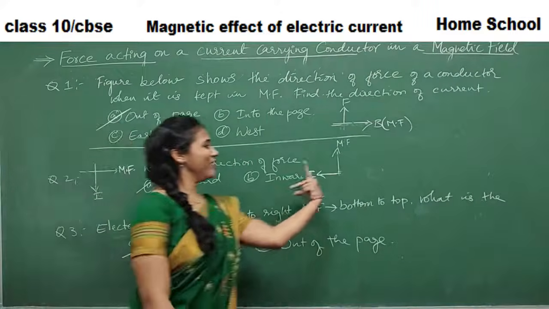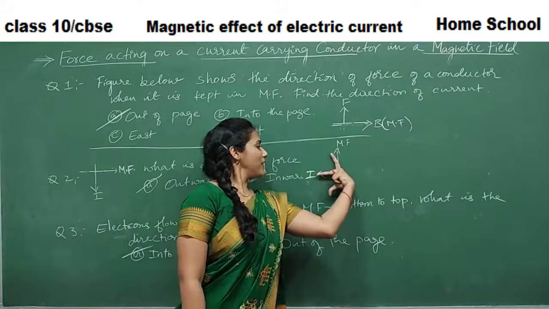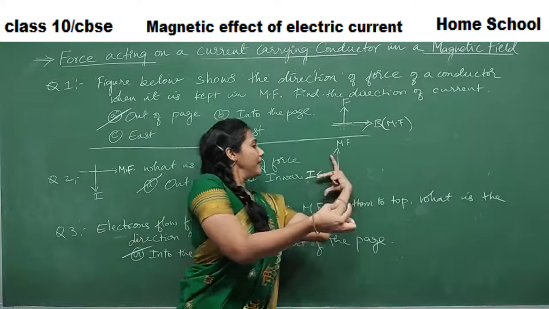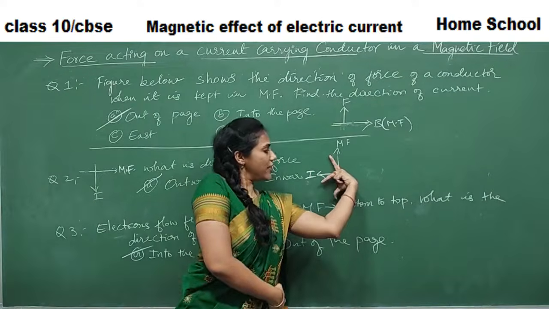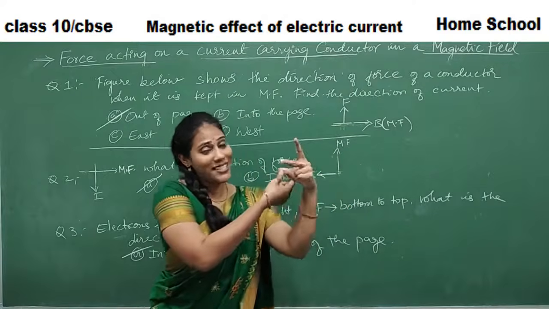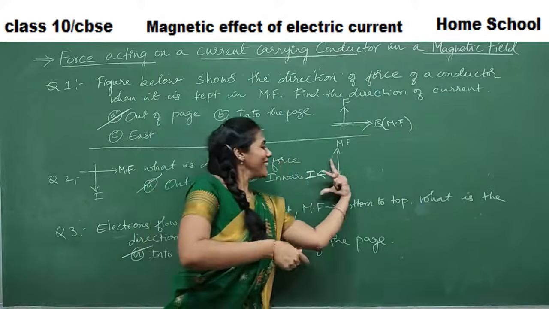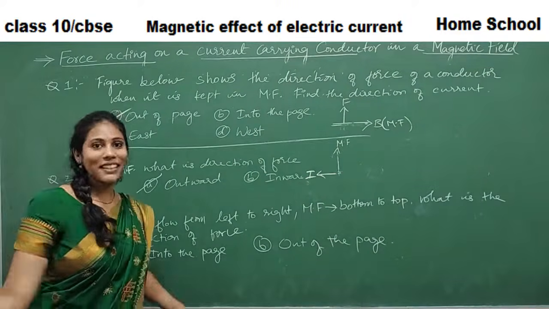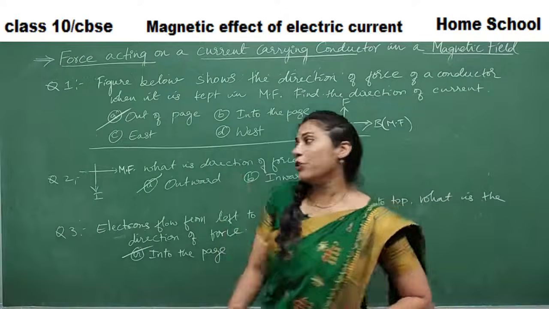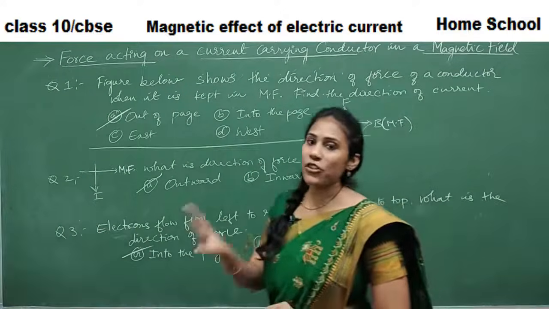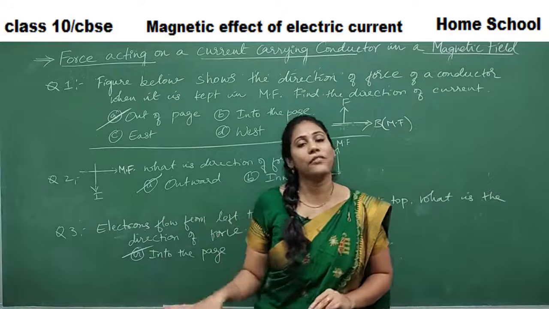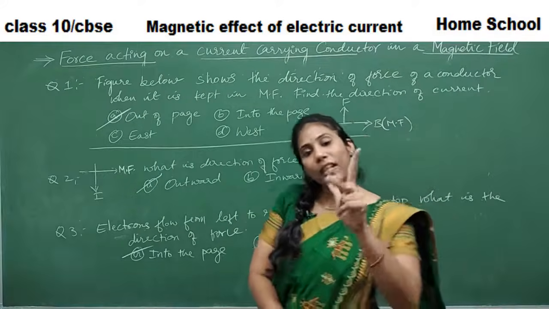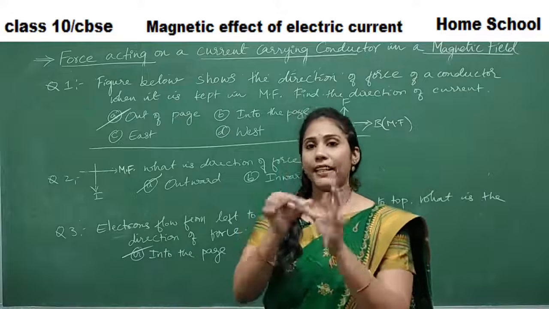Into the page. See, when it's outward, definitely the finger will be outside. But in this case the finger is actually going inside, I can't stretch this outside. So what's your option? Into the page. Clear, everybody? Sometimes they will trick you by giving the direction of electrons, but you should not consider the direction of electrons as the direction of current. You should take the opposite direction as the direction of current, then work with Fleming's left hand rule. You will get the direction of force.